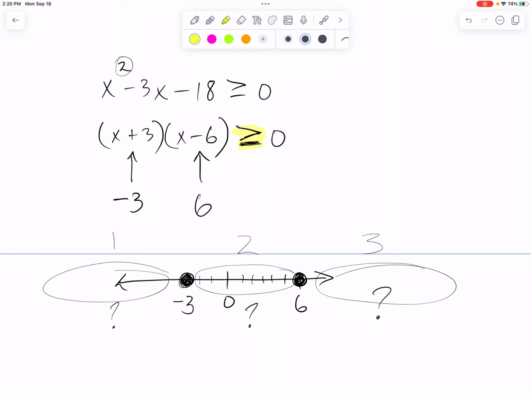I am going to pick one number from this part of the number line. I always like to work in multiples of 5 because I can do those easily in my head. So I'm going to pick -5. -5 is a number that I would find over here. If I plug -5 in right there, I'll get -5 plus 3. That would give me -2. If I plug -5 in right there, I'd get -5 minus 6. That's -11. Hey, what would I get if I multiplied -2 times -11? I would get 22. In fact, I would get a positive number. Well, guess what? Any positive number is going to be greater than or equal to 0.